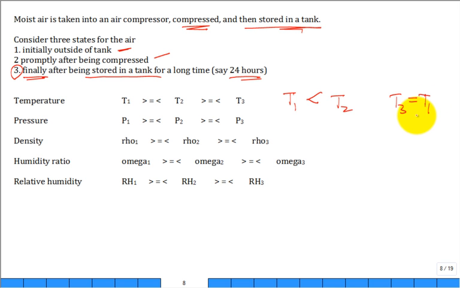Okay? The second, easy: pressure. So we have the initial pressure outside, atmospheric pressure. We dump it in, we compress it. Well, how high do you think the pressure is in a tank, compressed air?